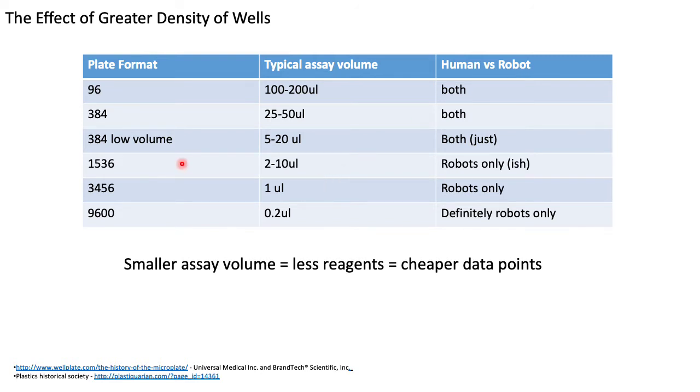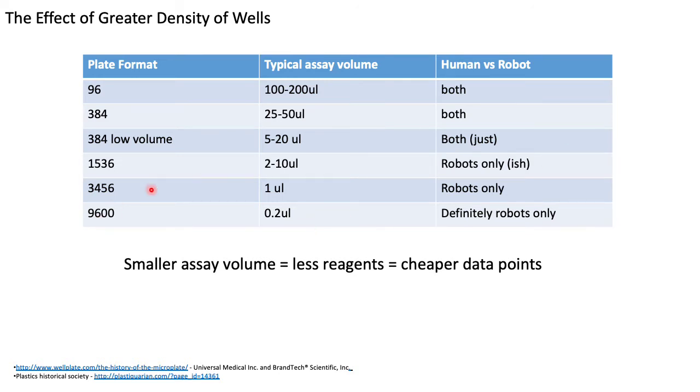The next size up is also a low volume 384. This is using much smaller volume, down to 5 microliters up to 20 microliters. Again, these plates can be used by humans and robots, only just though. Whilst the next format, the 1,536 well plate, you can see that the volume is much smaller, so around about 2 to 10 microliters. So these are very small volumes, and it's actually very difficult to work with these types of plates, and so only robots can really use these.